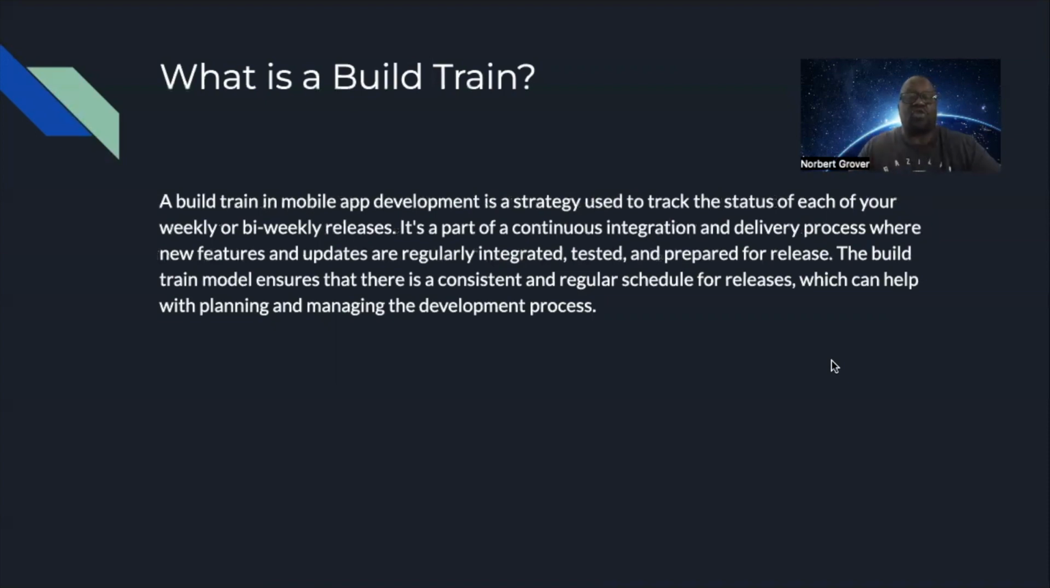Now, what is a build train? A build train in mobile app development is a strategy used to track the status of each of your weekly or bi-weekly releases. It's part of a continuous integration and delivery process where new features and updates are regularly integrated, tested, and prepared for release. The build train model ensures that there is a consistent and regular schedule for releases, which can help with planning and managing the development process.